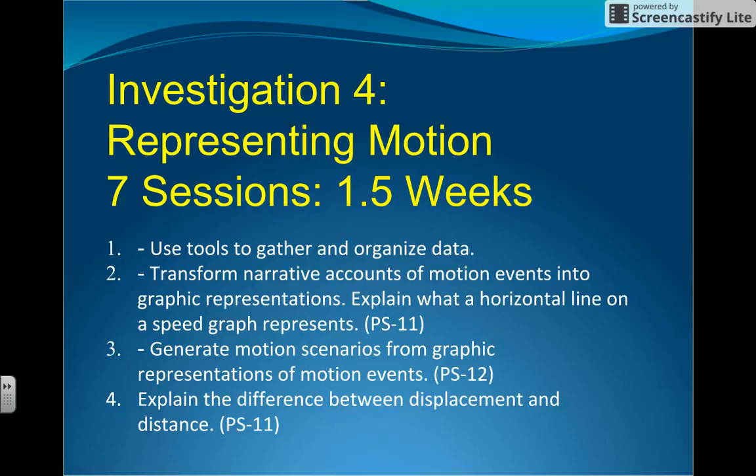This is a great investigation. It will take you 7 sessions or 1.5 weeks at least. Another main idea is the difference between displacement and distance. Displacement, I like to connect to absolute value. It's your distance from 0. And distance can only be positive, where displacement can be positive or negative.